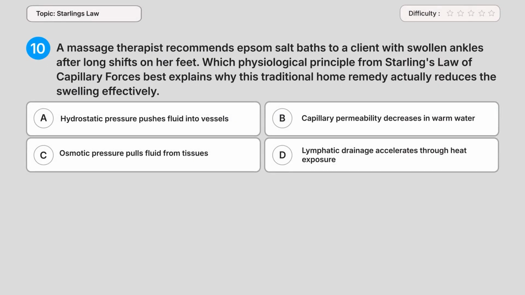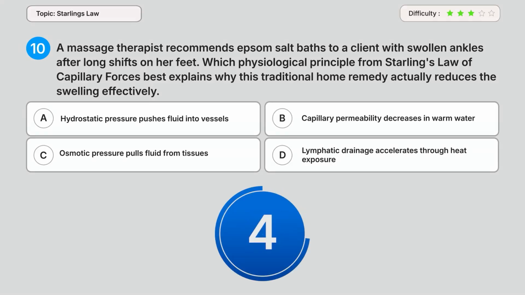Question 10. A massage therapist recommends Epsom salt baths to a client with swollen ankles after long shifts on her feet. Which physiological principle from Starling's law of capillary forces best explains why this traditional home remedy actually reduces the swelling effectively? A. Hydrostatic pressure pushes fluid into vessels. B. Capillary permeability decreases in warm water. C. Osmotic pressure pulls fluid from tissues. D. Lymphatic drainage accelerates through heat exposure. What do you think is the answer?